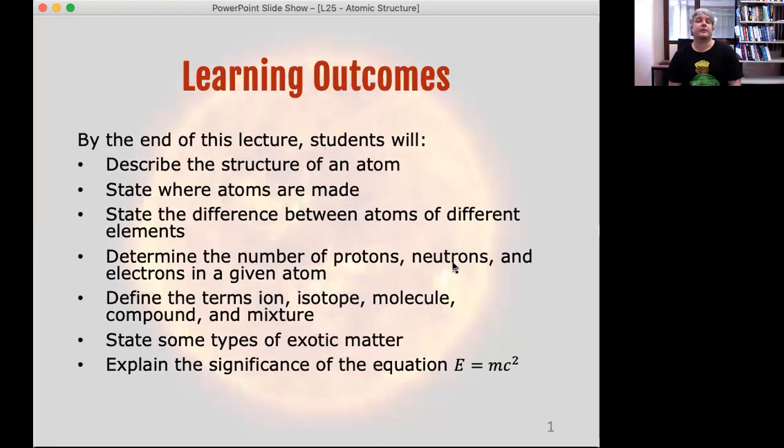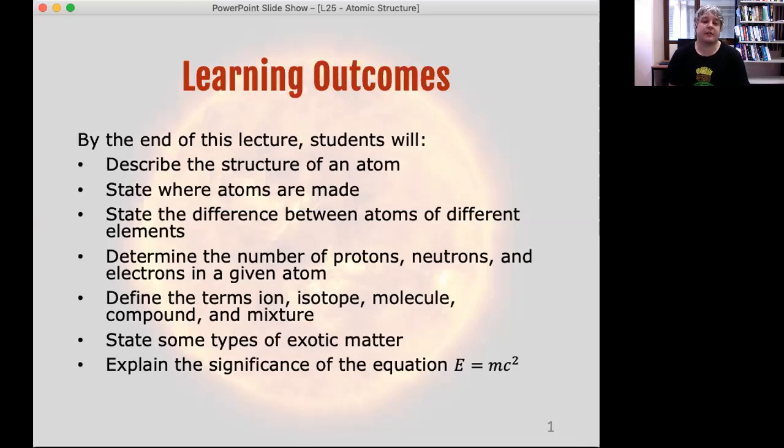So our goals are to describe the structure of an atom, state where atoms are made, state the difference between atoms of different elements, look at the number of protons, neutrons, and electrons in atoms, and then we're going to define a few terms, some of which we've already actually been using, but we're just going to give those definitions to be very clear about them. And then we're going to finish by talking about some types of exotic matter. So exotic matter being certain types of matter that you wouldn't deal with in your daily life.